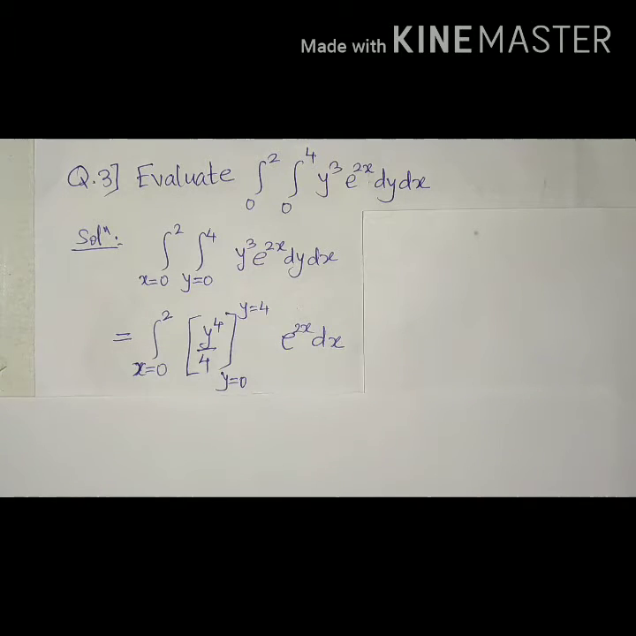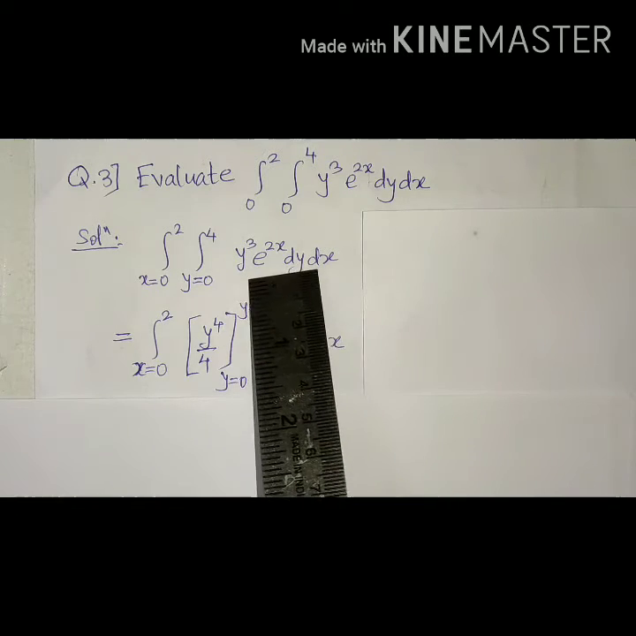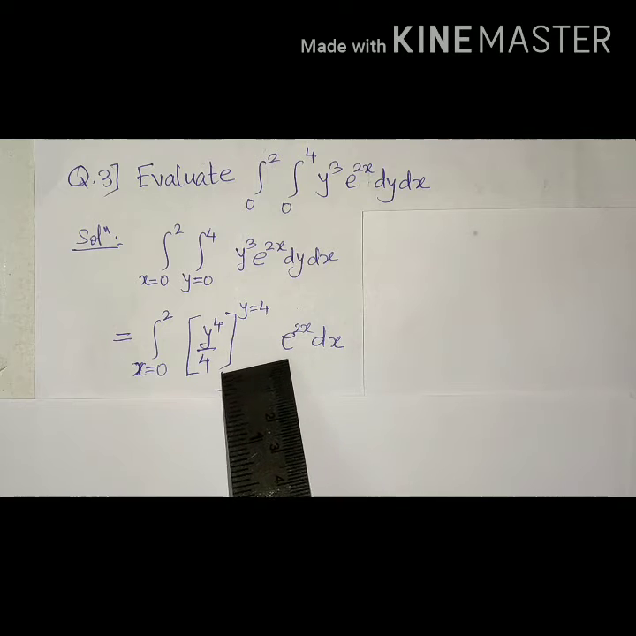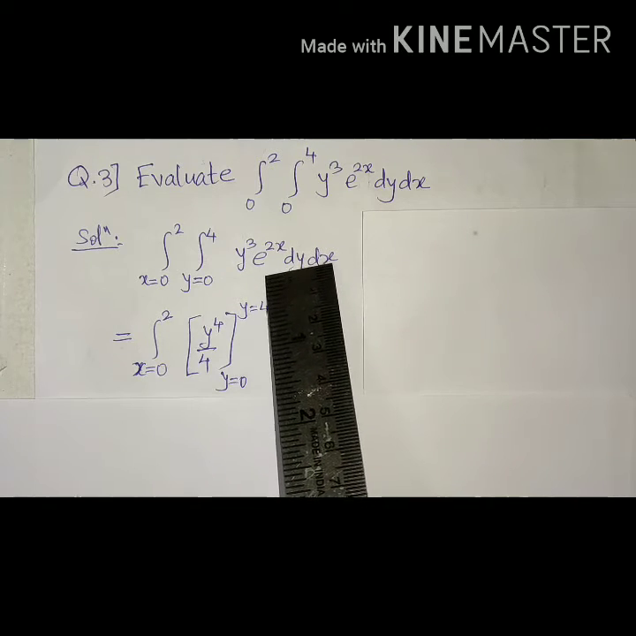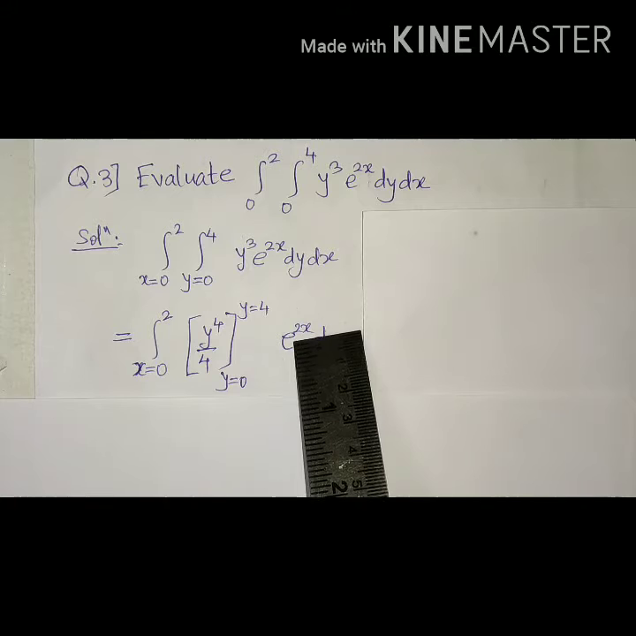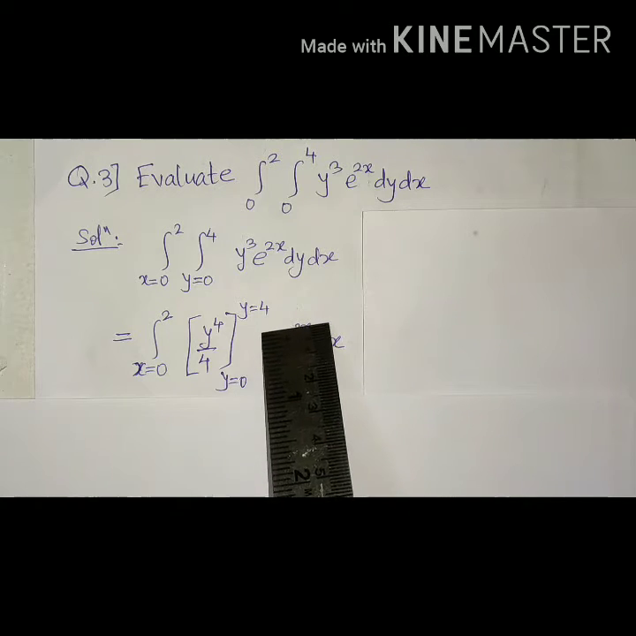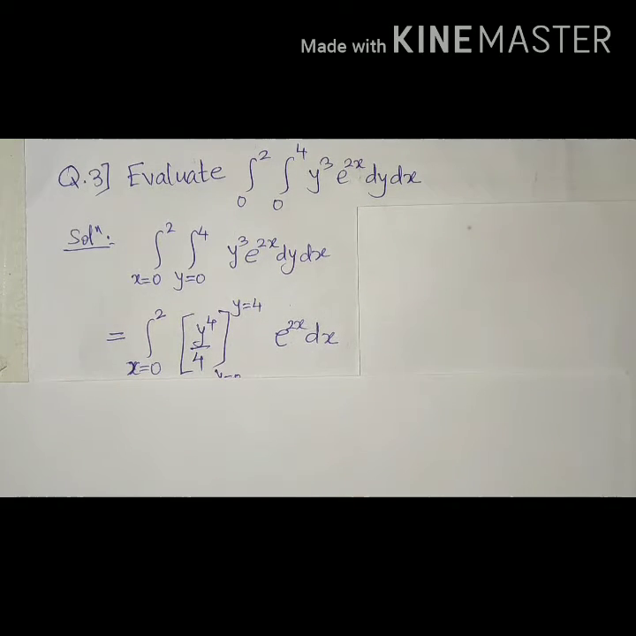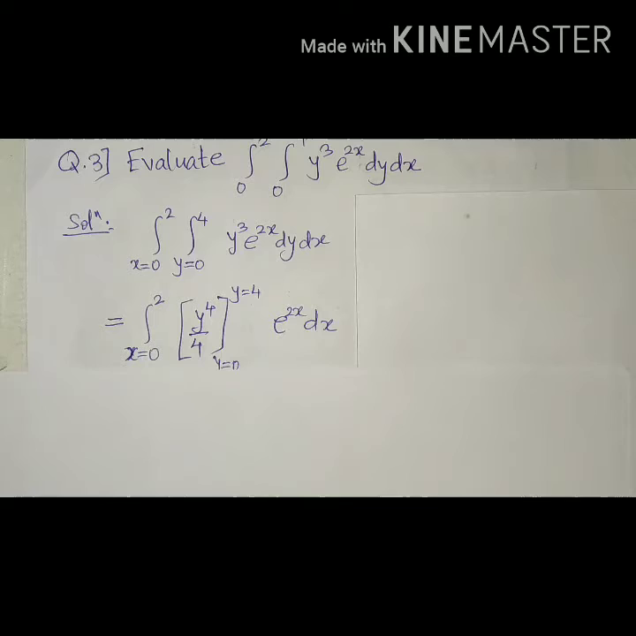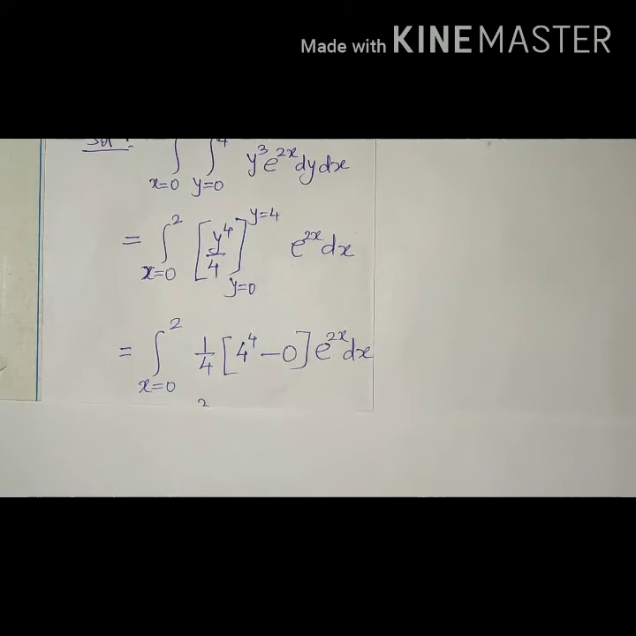equal to. Now let us integrate the inner integral. Outer integration from x equal to 0 to 2 is as it is. Now integration of y cube becomes y raised to 4 by 4. And this e raised to 2x does not contain any y, so it being a constant, we have kept it out. And limits of y are from 0 to 4. Then let us put the limits.